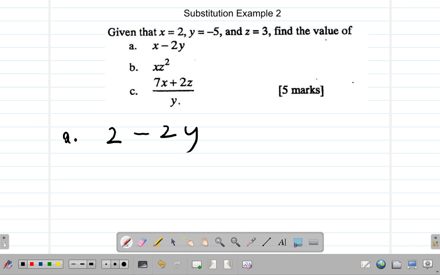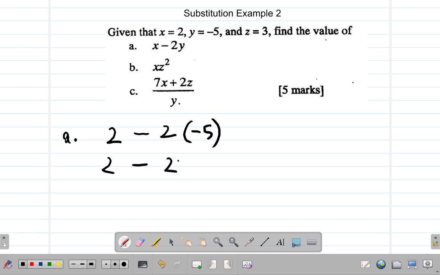So you see that y is -5. So you're going to erase y and replace it with -5. So what you have is 2 minus 2 multiplied by -5. Question is, what is 2 multiplied by -5? What you get is -10.